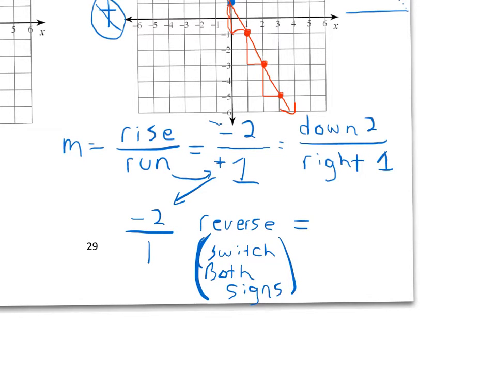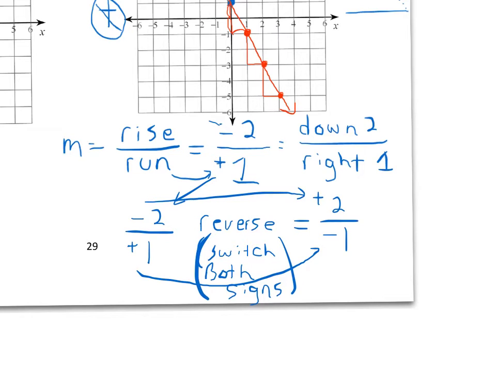So my fraction, it was a -2. It turns into a +2, right? The 1 was a +1. It turns into a -1. If you want, you can draw arrows just showing that all we did is switch the signs of both numbers. Here's why this is so helpful.